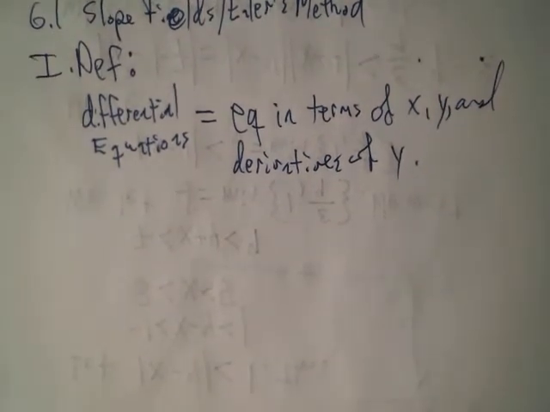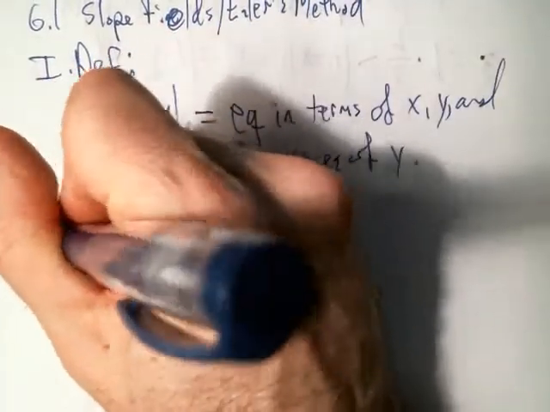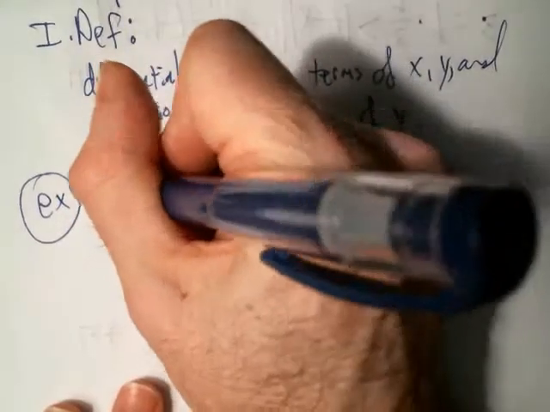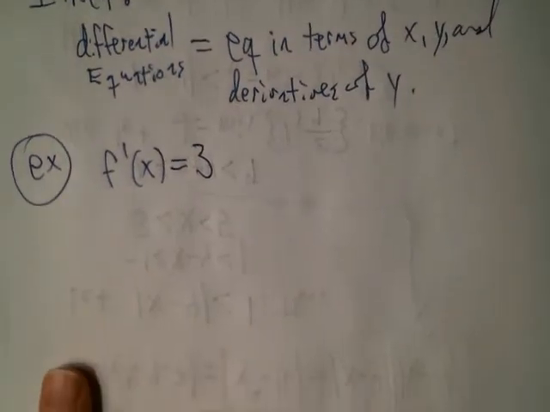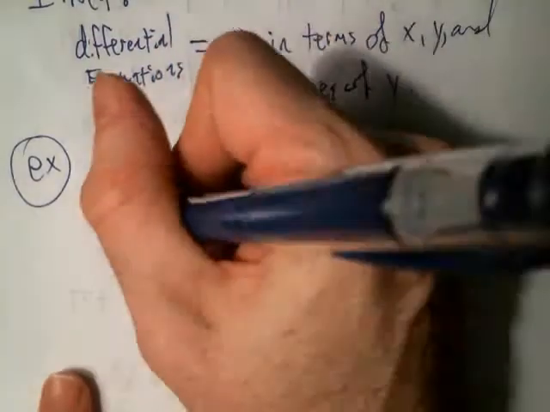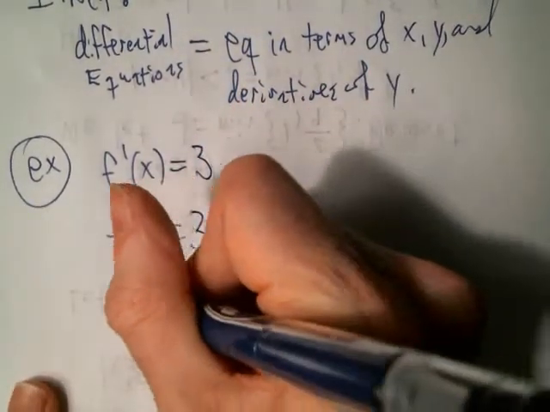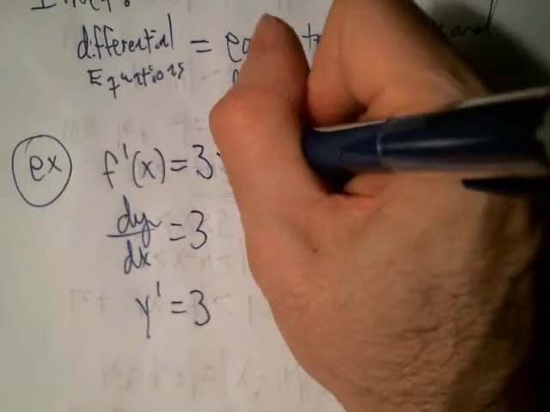You've done differential equations already. You probably didn't explicitly say you were doing a differential equation, but anytime you do an antiderivative, you're doing a differential equation. So for example, if you were given f prime of x equals 3, which you could also write as dy over dx equals 3, or if you'd rather y prime equals 3, this thing is a differential equation. We can include x in there if you want.